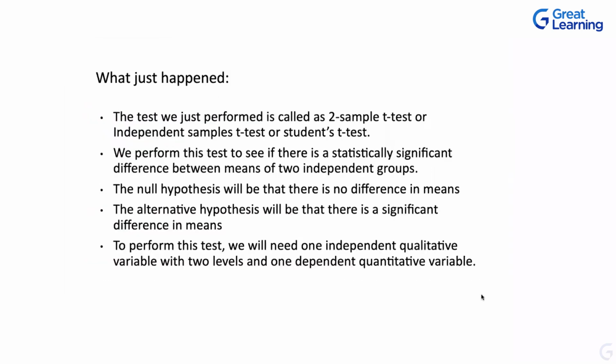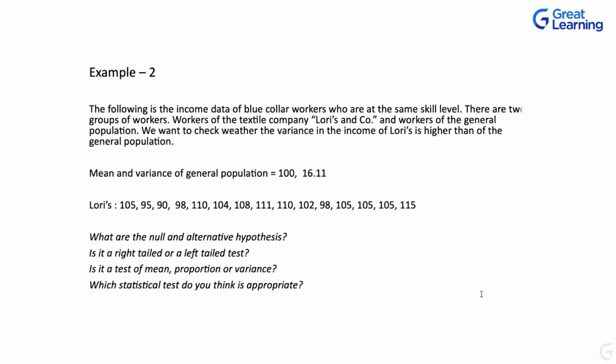So let's jump on to the next one. This is another example, and an interesting one to look at. The following example is income data of blue collar workers who are at the same skill level. There are two groups of workers: workers of the textile company Loris and Co. and workers of the general population. We want to check whether the variance in the income of Loris is higher than the general population.